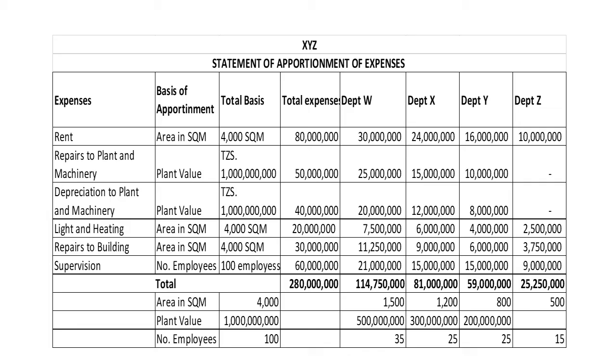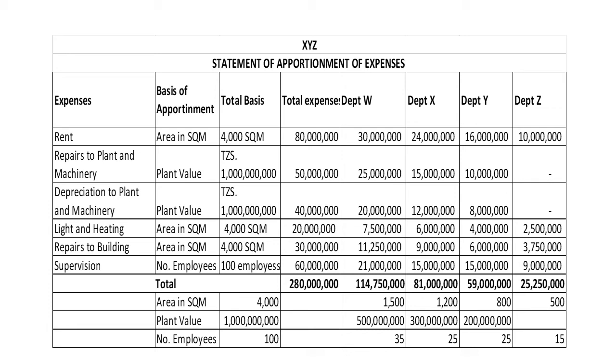So supervision, we have total expenses of 60 million. So 60 million will be divided according to number of employees. The number of employees in department W is 35 over total employees 100 times 60. So we get 21. And therefore we do so in departments X, Y, and Z, where for Z we have 15 employees out of 100 times 60 million. So we get 9 million.